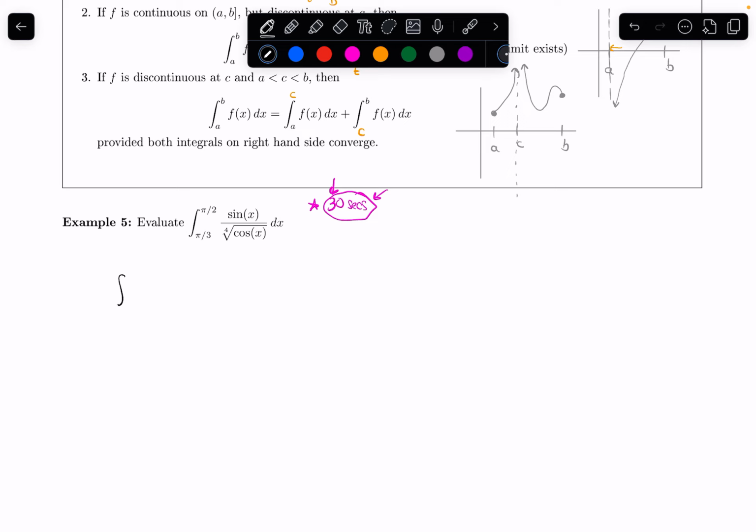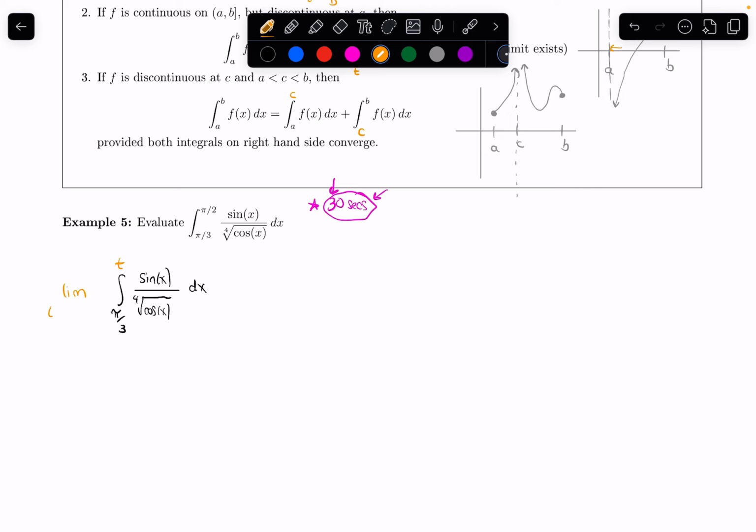So when I evaluate this integral, I'm going to have to replace that pi over 2 with a variable. I'm going to call it t, and then everything else stays as it is. So the pi over 3 down there, and then I've got my function. I'm just writing my function one more time, with that square root in the denominator. And then I'm going to have to take a limit.